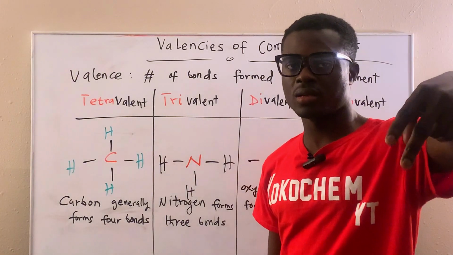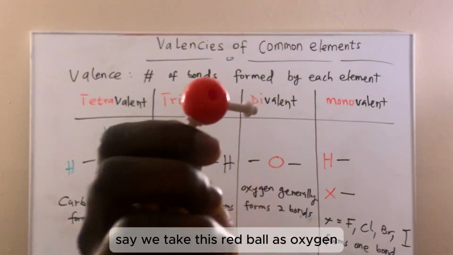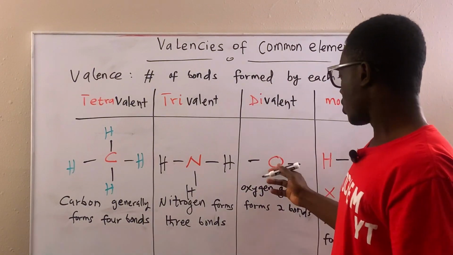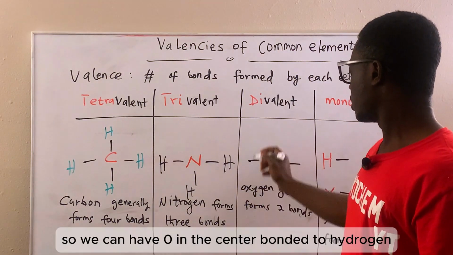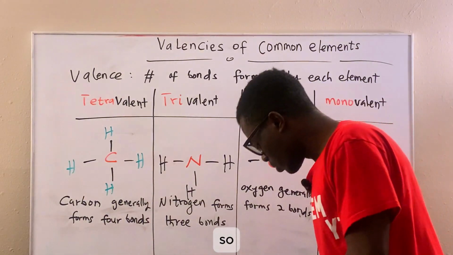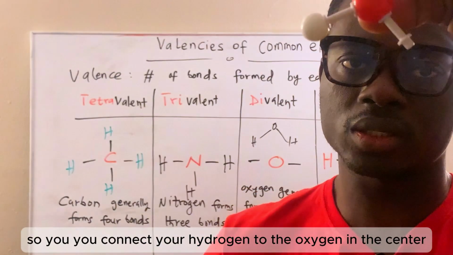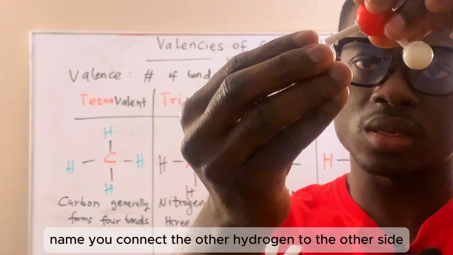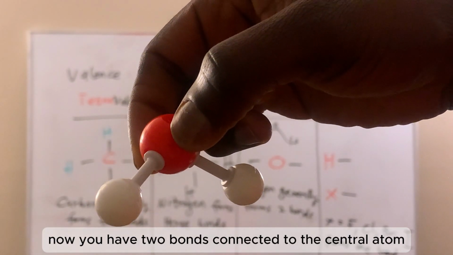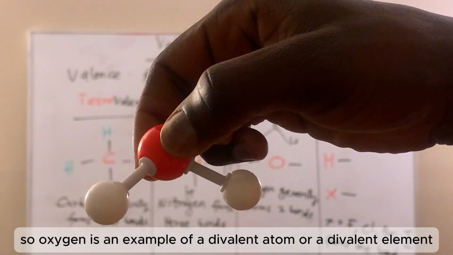Divalent forms how many bonds? 2. An example is oxygen. Assuming we take this red ball as oxygen, oxygen will have 2 bonds. An example is oxygen bonding to hydrogens to form water. We have O in the center, bonded to hydrogen. We use the white balls as hydrogen and the red ball as oxygen. You connect one hydrogen to the oxygen in the center, and then the other hydrogen to the other side. Now you have 2 bonds connected to the central atom, which is oxygen. So oxygen is an example of a divalent atom or element.